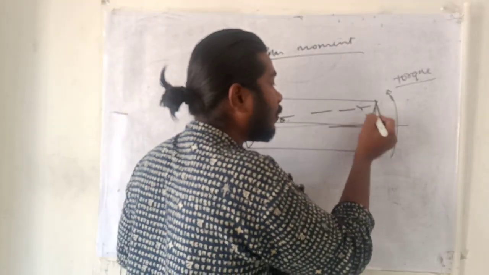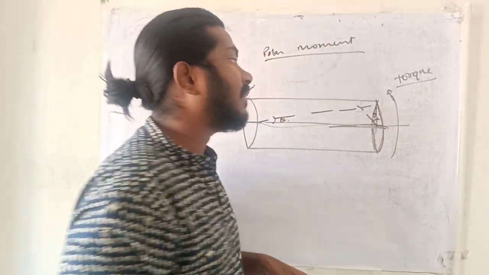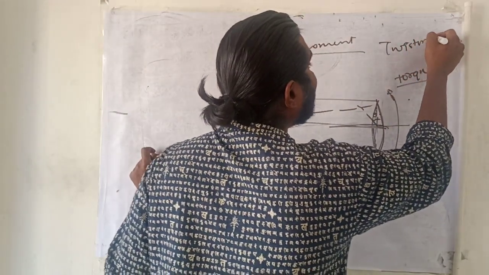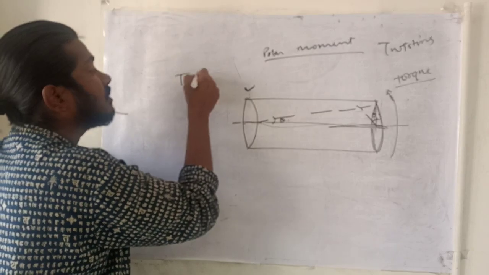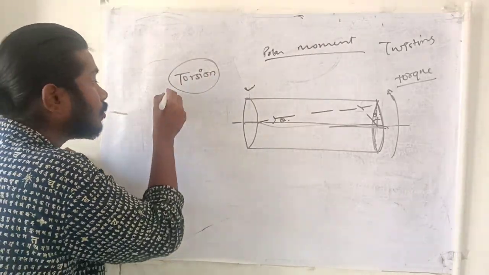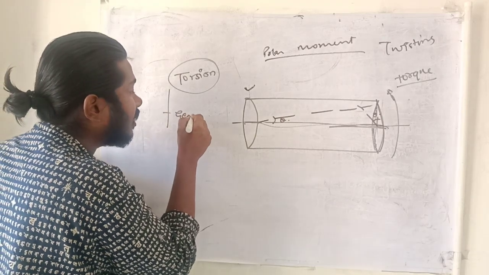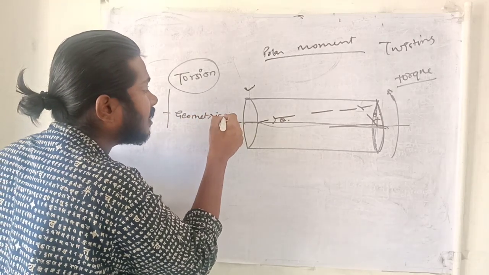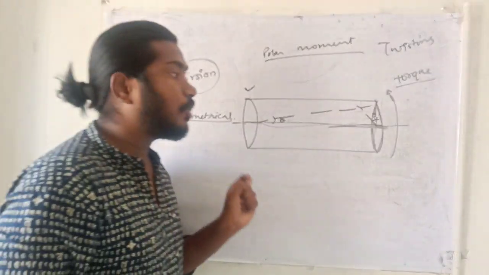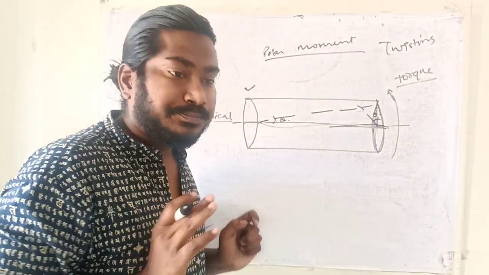Now this will create the twist in the shaft, right? This twist is also known as twisting torque or the torsion produced. Torsion also depends on the geometrical configuration of the object.